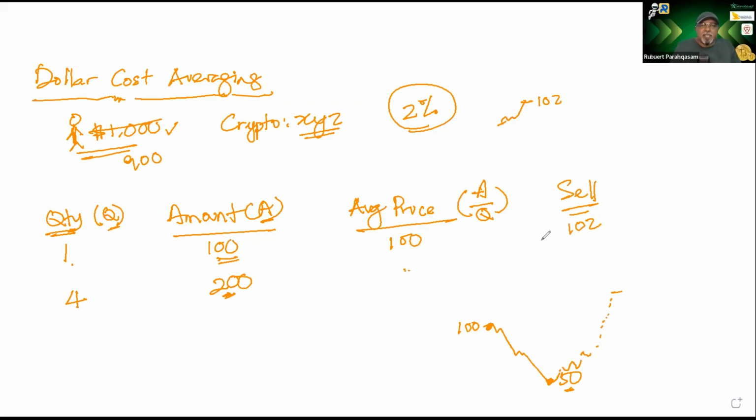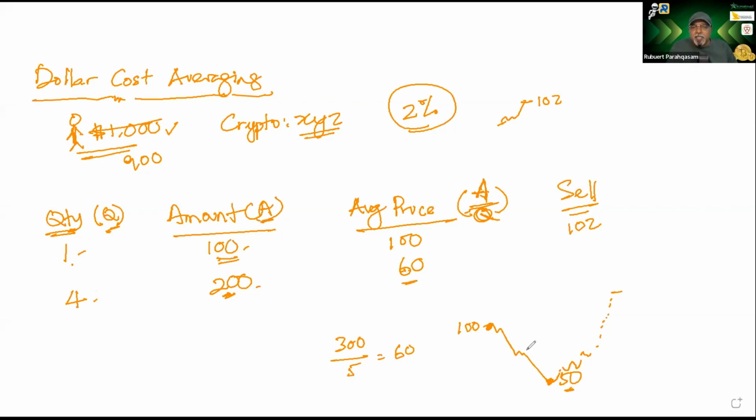Why 60? Because the total amount spent is 300. Can you see this? 100 plus 200 is 300. And the number of coins I have is 1 plus 4, which is 5. So my average price is $60. Remember, guys, this is the total amount you have spent divided by the total quantity of coins you have. Q is quantity, A is amount.